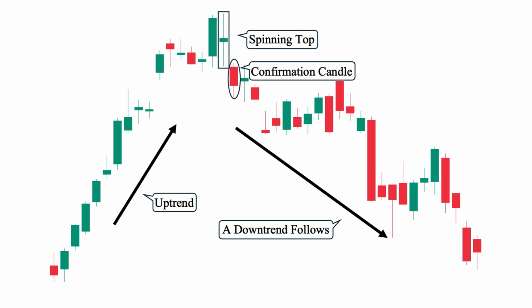Example: price is rising, uptrend. A bearish spinning top forms at a resistance zone. The next candle is a large red bearish candle. This may be a good time to enter a sell trade or exit long positions.